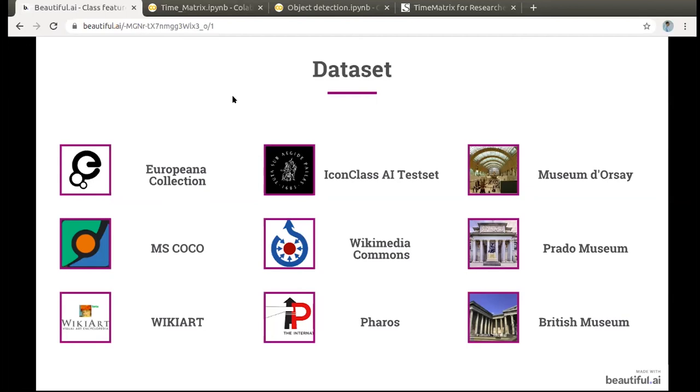WikiArt, COCO dataset, Wikimedia Commons, and Faras are really nice sources, and we are using them. But I would like to focus on the Musée d'Orsay, because it is one of the most important sources of data for us in the case of paintings of Expressionism and Impressionism examples. And taking into account the issues of working with object detection on these paintings, it's a key source for us in the future for extracting information.